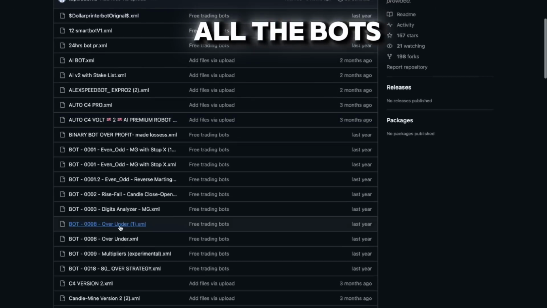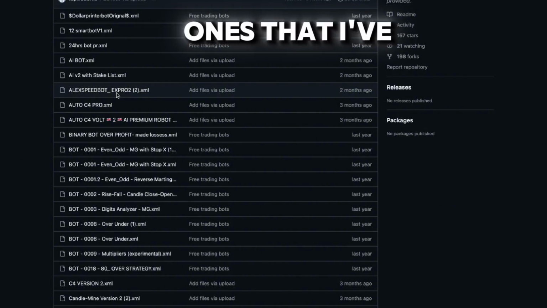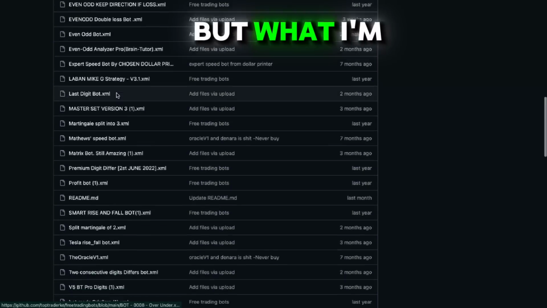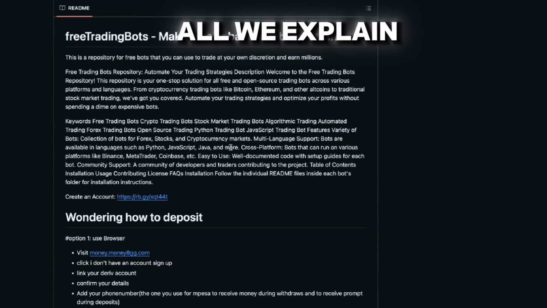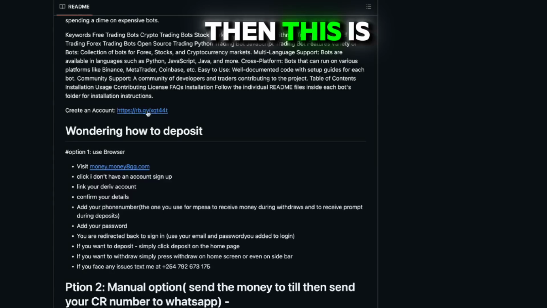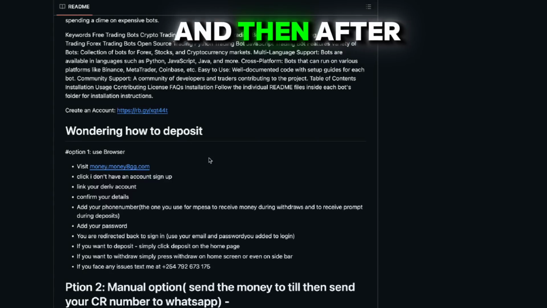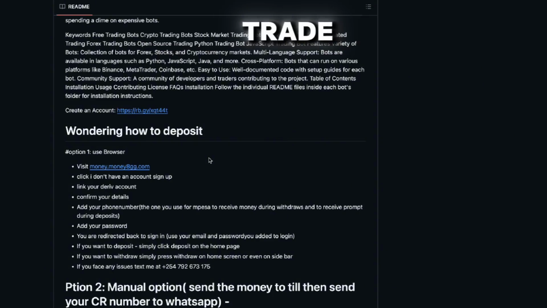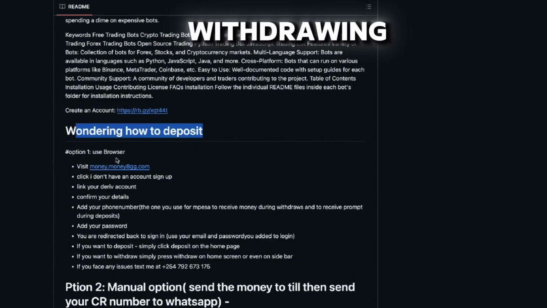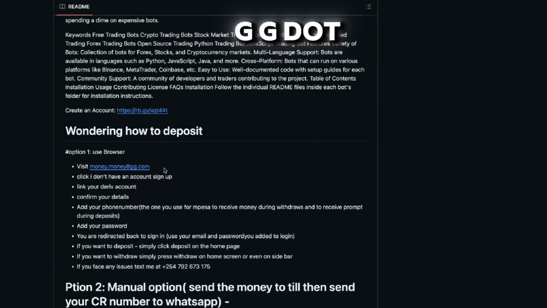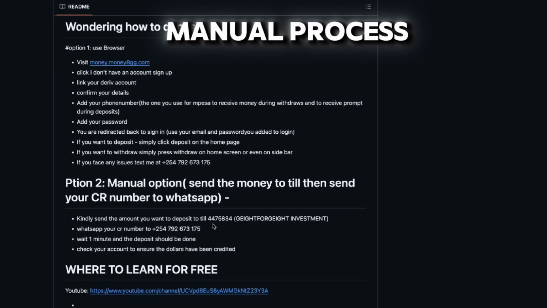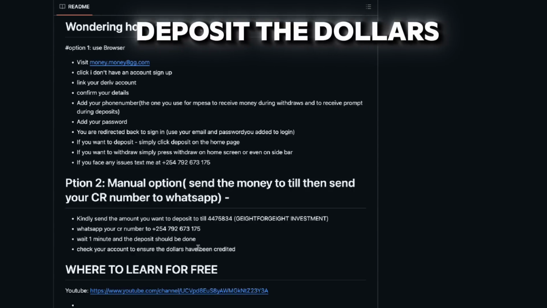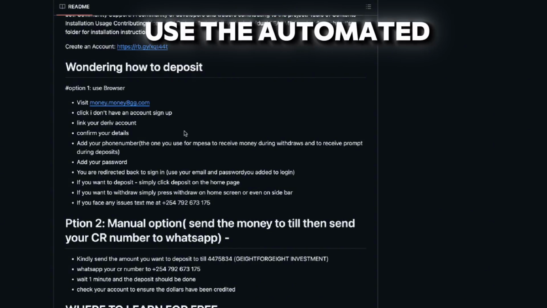So it has all the bots that you guys pay for and all the ones that I've shown you how to create. But what I'm interested in is this part down here. First of all, we explain what these bots are, and then this is how you create an account. And then after creating an account and learning how to trade, there's depositing and withdrawing. You can go directly to money.moneyagg.com, link your account, and then you can deposit and withdraw directly. Or you can go the manual process where you send to our till and then we deposit the dollars. But we prefer you use the automated way.